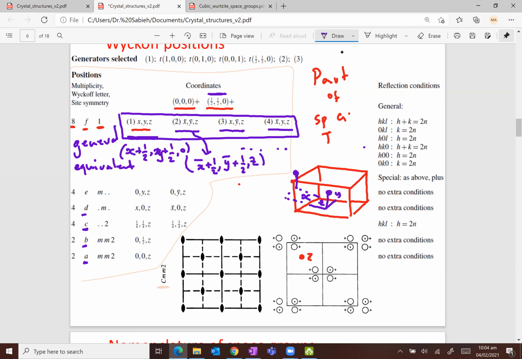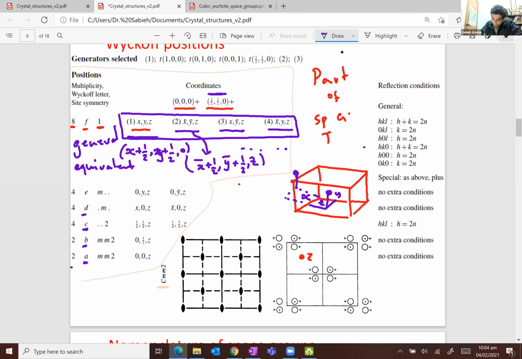Sir, yes, please. What kind of structure will these 8 points form together? I mean, what will be the separation between them? If I join them with lines. Yeah, it's going to be some structure, some complicated crystal structure. Okay. Likewise, all of these positions are possible.